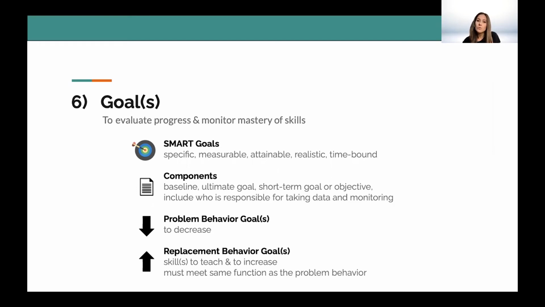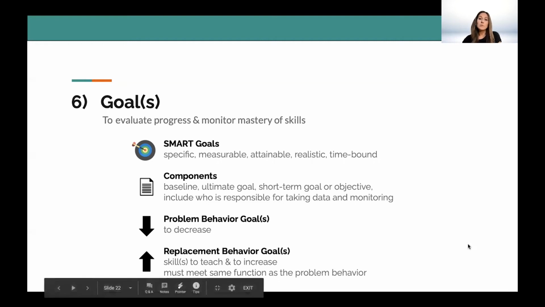And they should always have these components: a baseline, which is the levels of the problem behavior before the intervention, so then we can compare it and see if progress was attained. We should have an ultimate goal and short-term goal and objective as needed, and definitely include who is responsible for taking data and monitoring this specific goal.